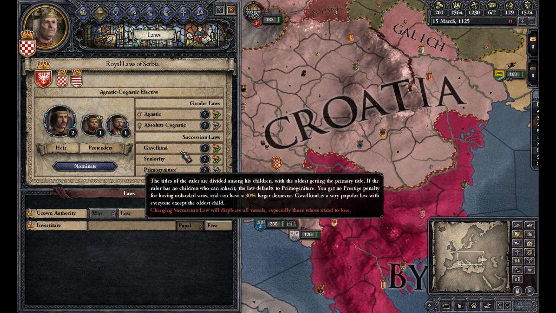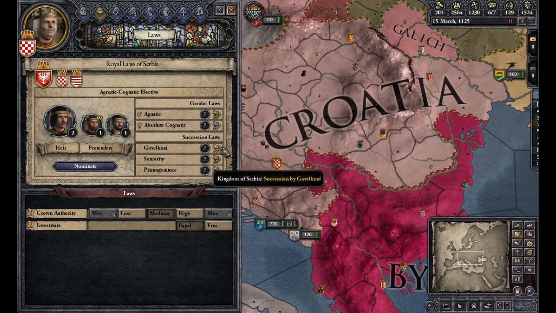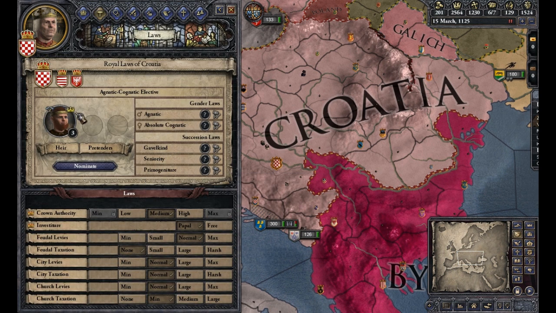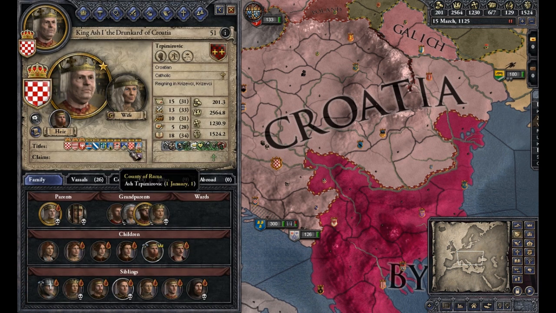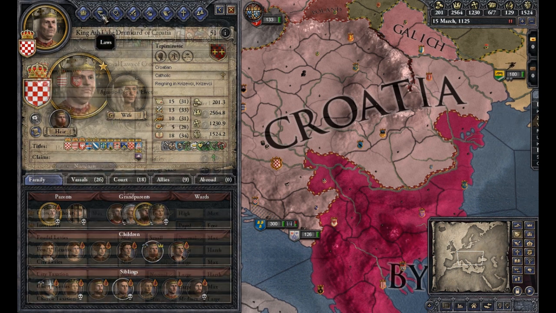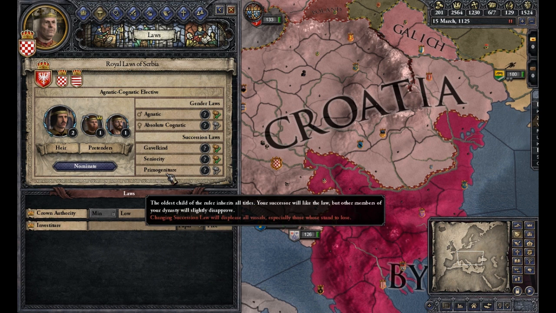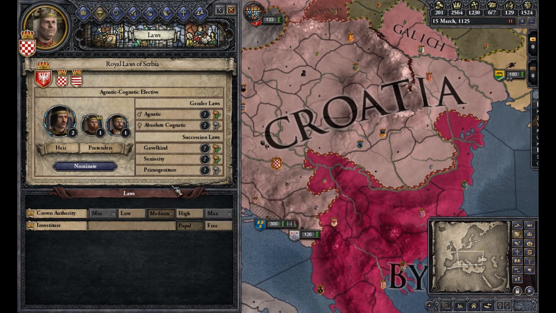The reason I would go with Gavelkind in this case, possibly, is because, Ash, we only have 2 sons. We have Lucas and we have Justin. If I'm not mistaken, if I was to switch to Gavelkind, Lucas is generally going to get everything anyway. The only thing that would happen is I think Justin would maybe get some of the counties, but the actual Kingdom of Serbia would pass to Lucas. So that would solve this. This would become Lucas then here, if I went to Gavelkind. And if I went to Primo, of course, it would go to Lucas. That would be a no-brainer immediately.